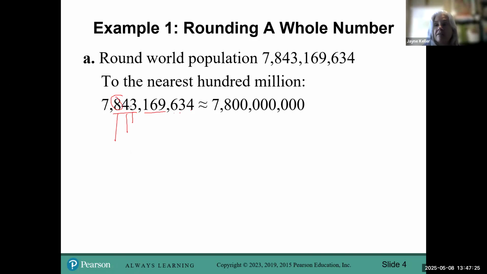I look to the right and I see a 4, which means I'm going to leave the 8 alone. 0 through 4, I leave it alone. 5 through 9, I increase it. It's 0 through 4, so I'm going to leave the 8 and 8, and then all these other digits turn into zeros. So that's what that number looks like if I round it to the nearest 100 million.